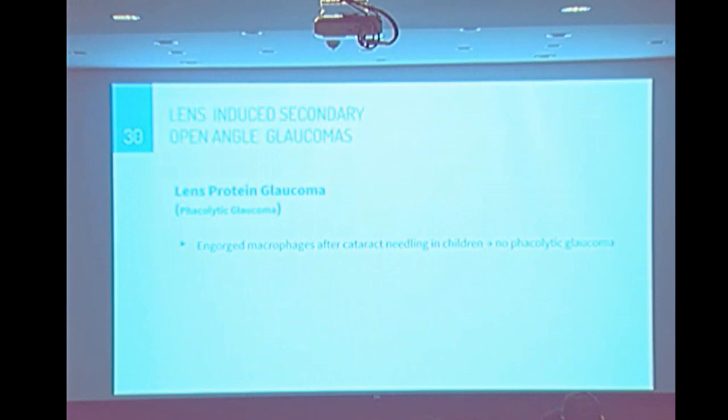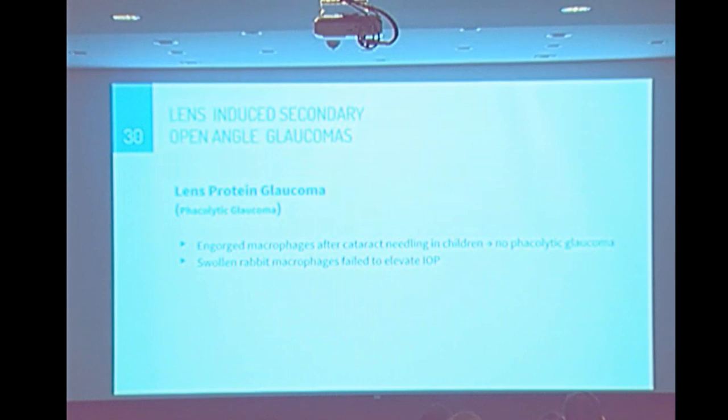engorged macrophages were seen after cataract needling in children in the past, when they did not have the sophisticated management of cataract in children. They just punctured the lens, and the eye would take care of the residual lens matter and absorb it, and that's it. So no phacolytic glaucoma has been reported in children. And again, swollen rabbit macrophages failed to elevate IOP.